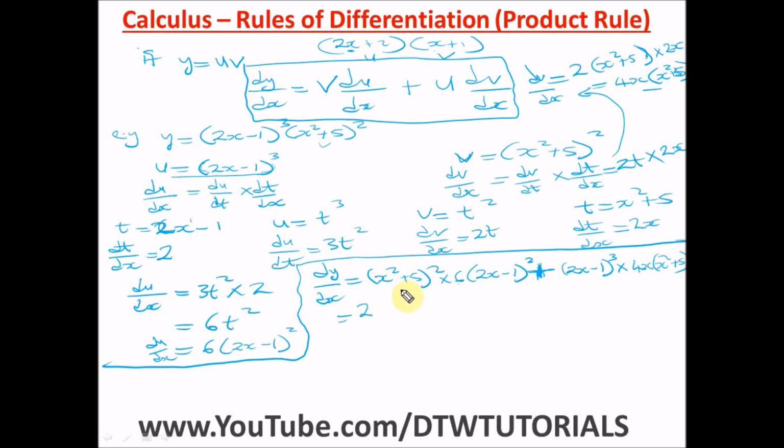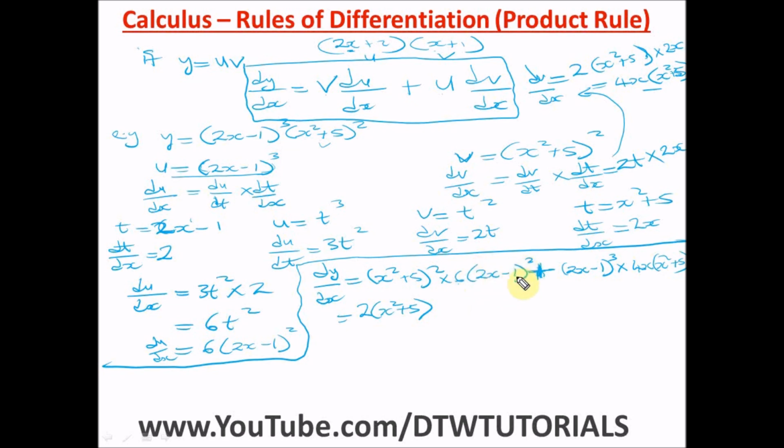Again, what's common? We have x raised to the power 2 plus 5 all squared. We also have another x raised to the power 2 plus 5. There's no power here. So we can bring out one of this and leave one on this side. So let's bring out one, so we have x squared plus 5. Follow me closely. Next, we can bring out 2x minus 1.